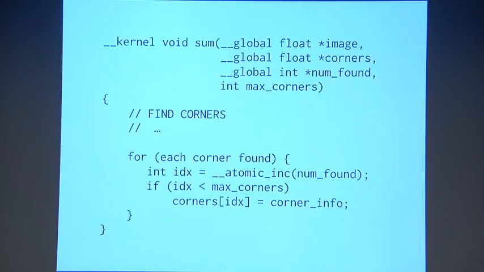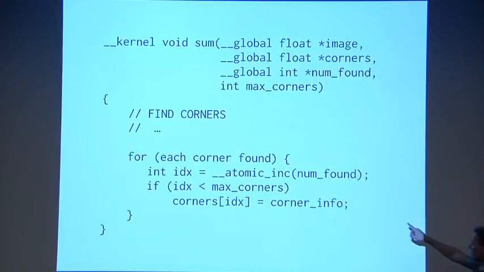We can't find more corners than that without overriding the memory. So we do our code to locate the corners in the image using whatever technique. And then, just in pseudocode, every corner that we find, we do this. Atomically increment number found. Right, this is a memory location because it's a pointer up there. So here it's a memory location. It goes and fetches the value, increments it, and returns the old value.